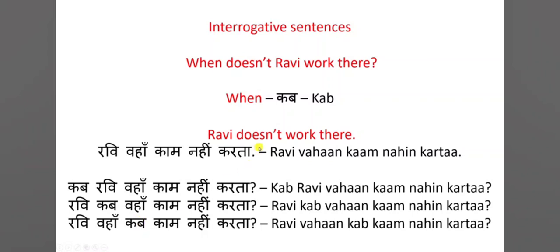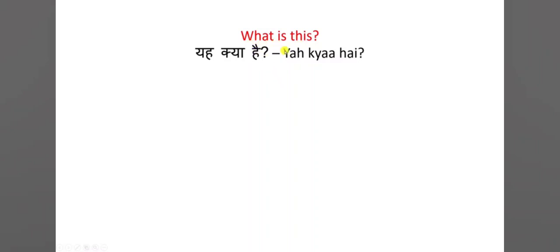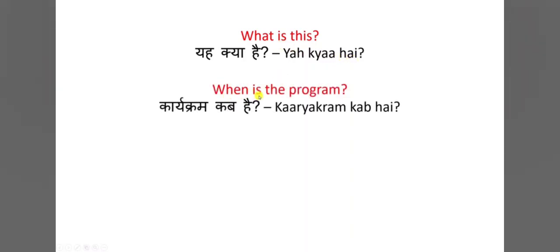Alright? So this is how we frame interrogative sentences. Okay? Let us look at few example sentences. What is this? यह क्या है? यह is this. क्या is what? है is. When is the program? कार्यक्रम कब है? कार्यक्रम is program, कब is when, है is.